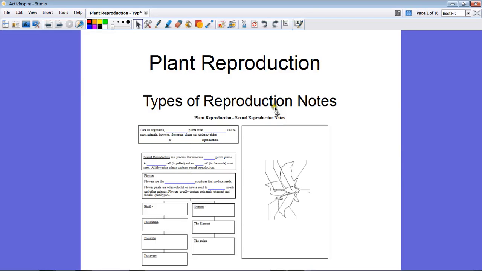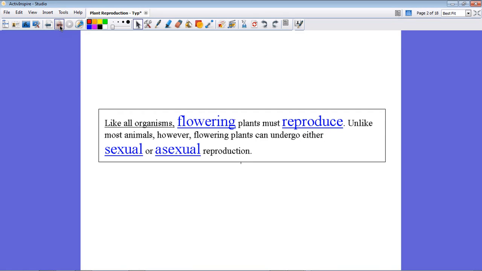All right, plant reproduction. Today we're talking about sexual reproduction. Make sure you've got this note sheet in front of you. So flowering plants can reproduce asexually or sexually, which is different from most animals.